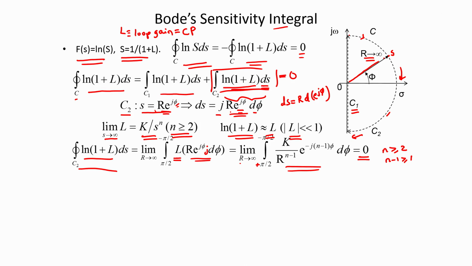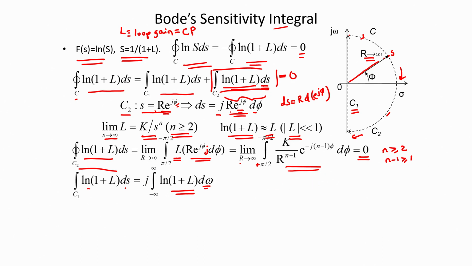Let us now focus on the first integral, namely the integral over C1 of ln of 1 plus L ds, and we note that on the curve C1 we would have s to be essentially equal to j omega, because the curve C1 essentially coincides with the imaginary axis, with the consequence that we would have ds to be equal to j times d omega. I have substituted the same in this expression, and we have obtained the integral of ln of 1 plus L ds to be equal to j times the integral from minus infinity to infinity of ln of 1 plus L d omega. So, this simplification is obtained from this realization.